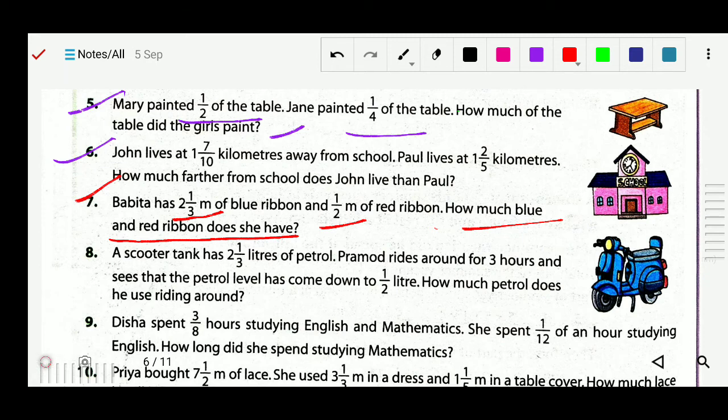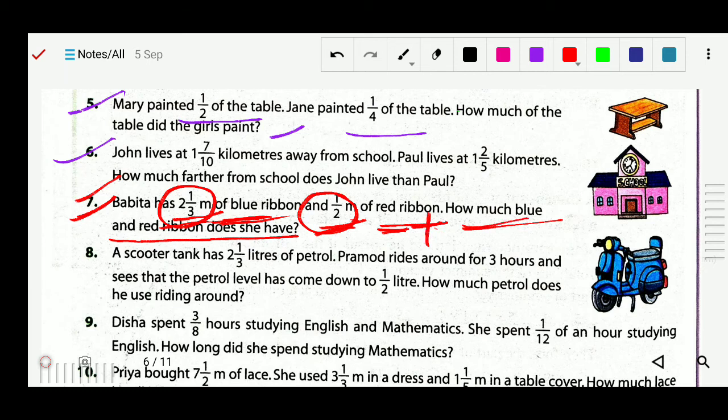So you have to add only. Sorry, not subtract. You have to add it, because they are asking for blue and red together. How much is the total of blue and red? So you can add it. What you have to do is addition.